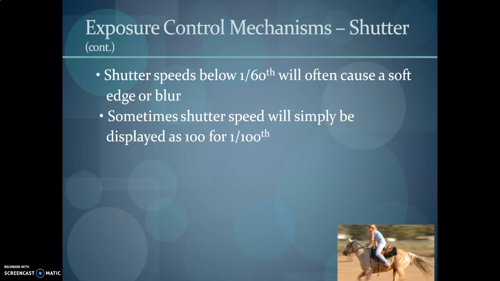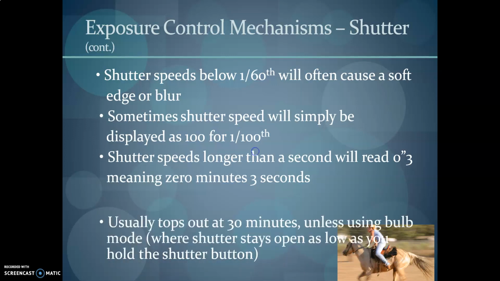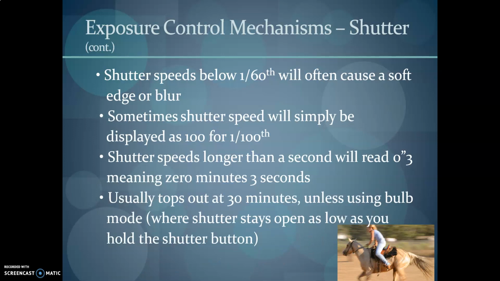Sometimes you'll see shutter will be displayed as just simply 100 instead of 1/100th. And if it says 0 and then a number, it means 0 minutes, 3 seconds. You might be wondering why you would want something so long. Well, especially if you want to get into night photography, that's where you're going to need a lot of time because there's not a lot of light out there to take those pictures.